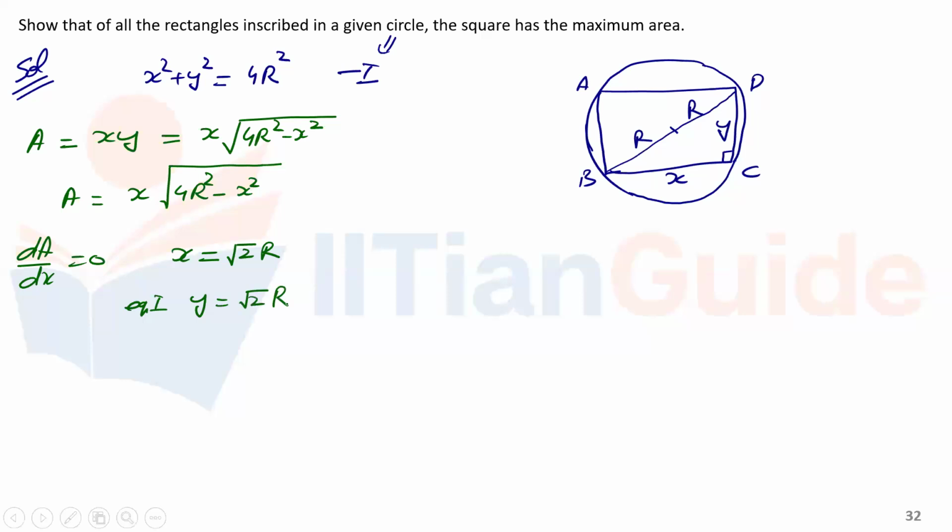X और y दोनों के लिए root 2r आ जाएगी. Am I right or not? Clear? That means sides are equal, or we can say it is a square. Both are equal to root 2r. Is it clear? No problem. Can I proceed? Yes, sir. हाँ, लेकिन ये नहीं करना है. We have a better option.